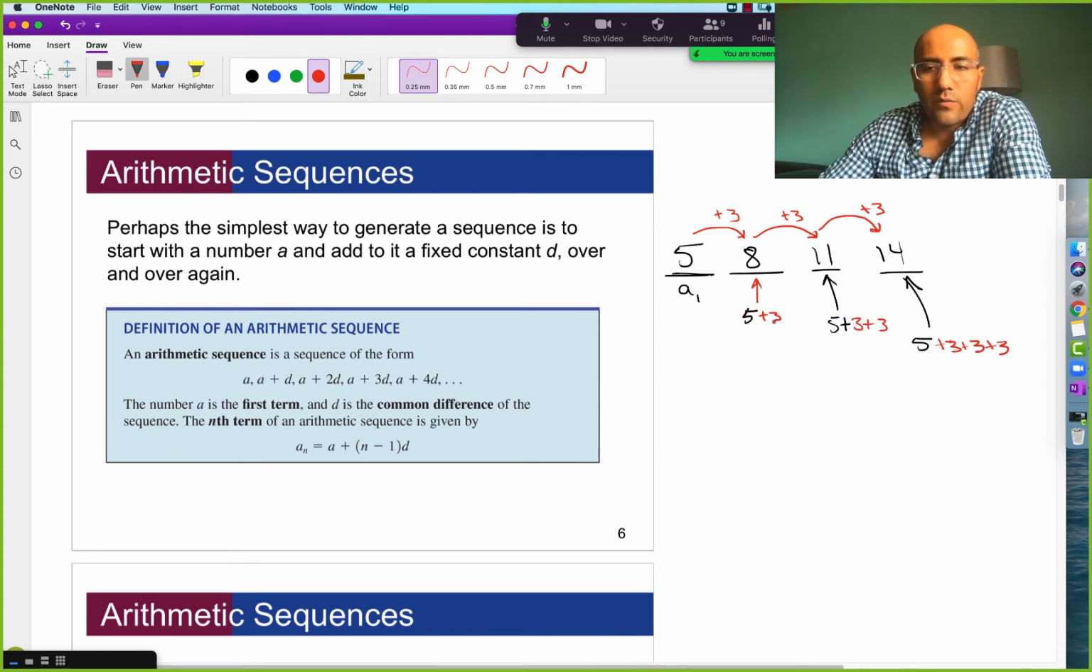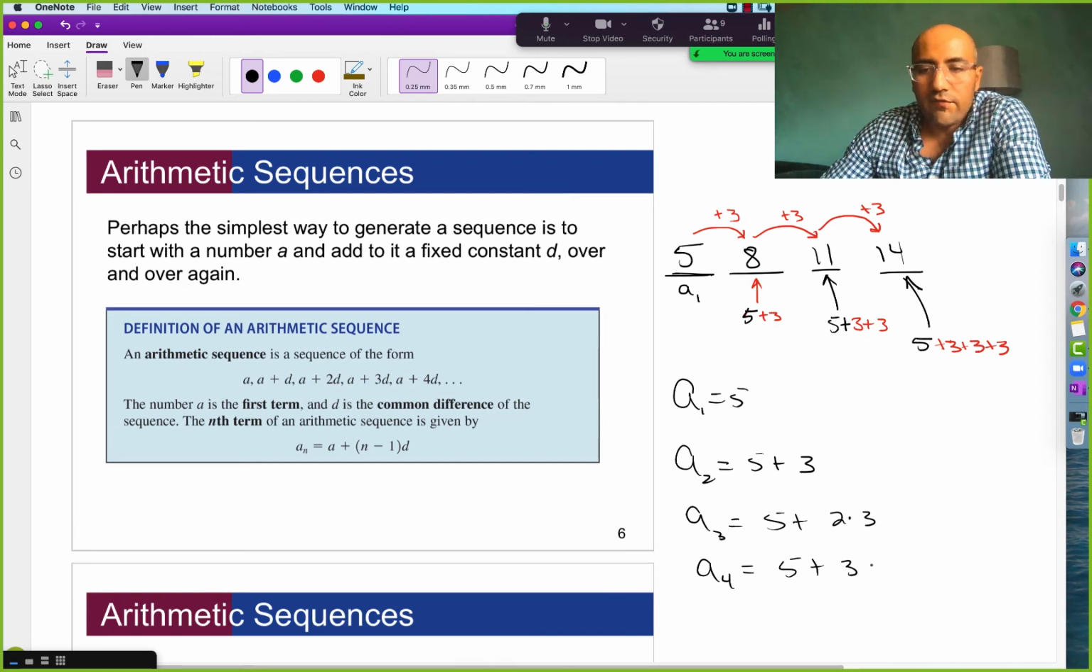So then we can rewrite this as, let me write this thing. So a sub 1 is just equal to 5. A sub 2 is equal to 5 plus 3. A sub 3 then is equal to 5 plus 2 copies of 3. A sub 4 is 5 plus 3 copies of 3. Right? 1, 2, 3. And so following that same pattern, I can see that the next one is going to be 5 plus 4 copies of 3.